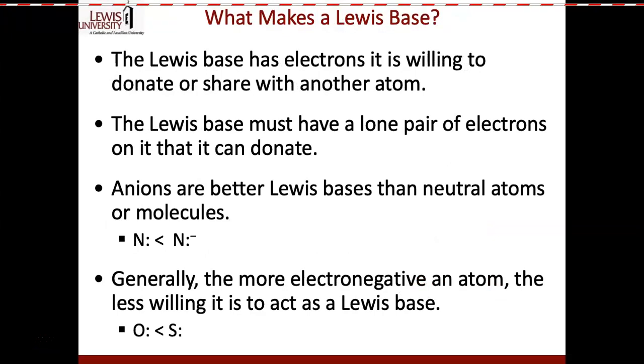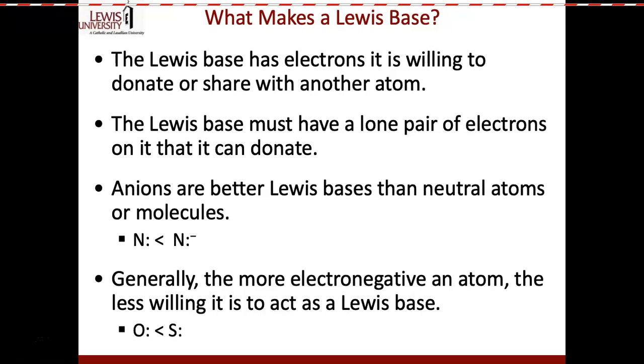Okay, so the Lewis base has to have electrons it's willing to donate in order to be a strong Lewis base. And it must have a lone pair of electrons that it can donate. So it's got to have a lone pair of electrons, and it has to want to give those electrons to something else. So it makes sense then that anions are actually much better Lewis bases than neutral molecules. Something like N minus is going to have more electrons there, so it's going to be more willing to give up its electrons than just a neutrally charged nitrogen.